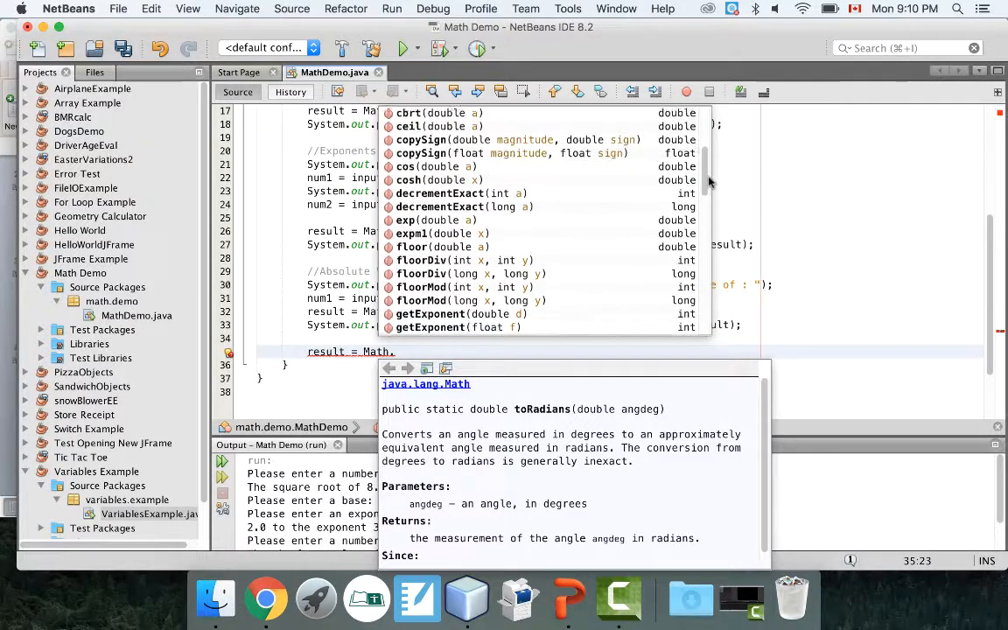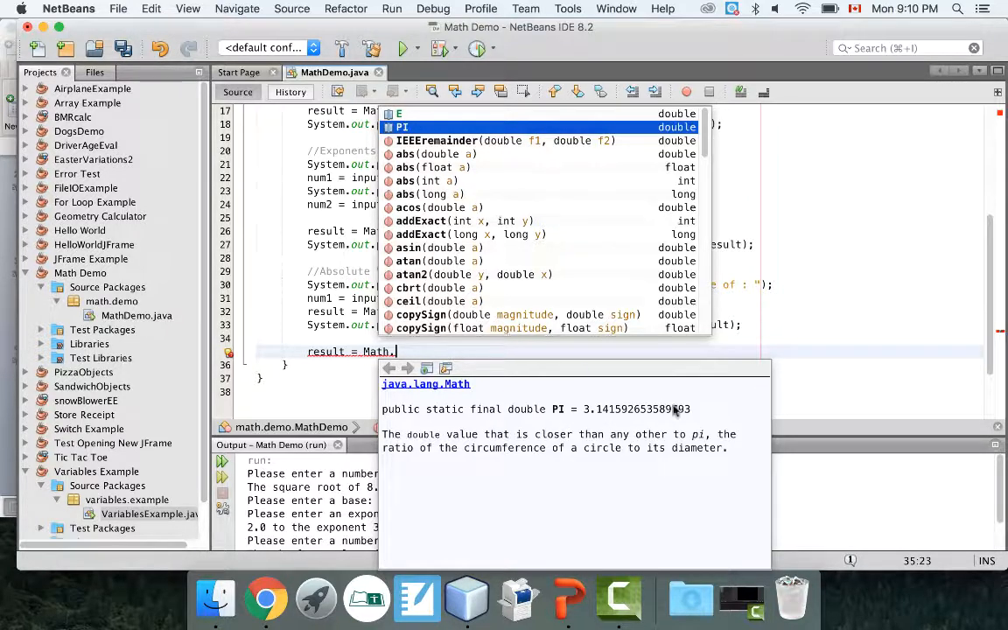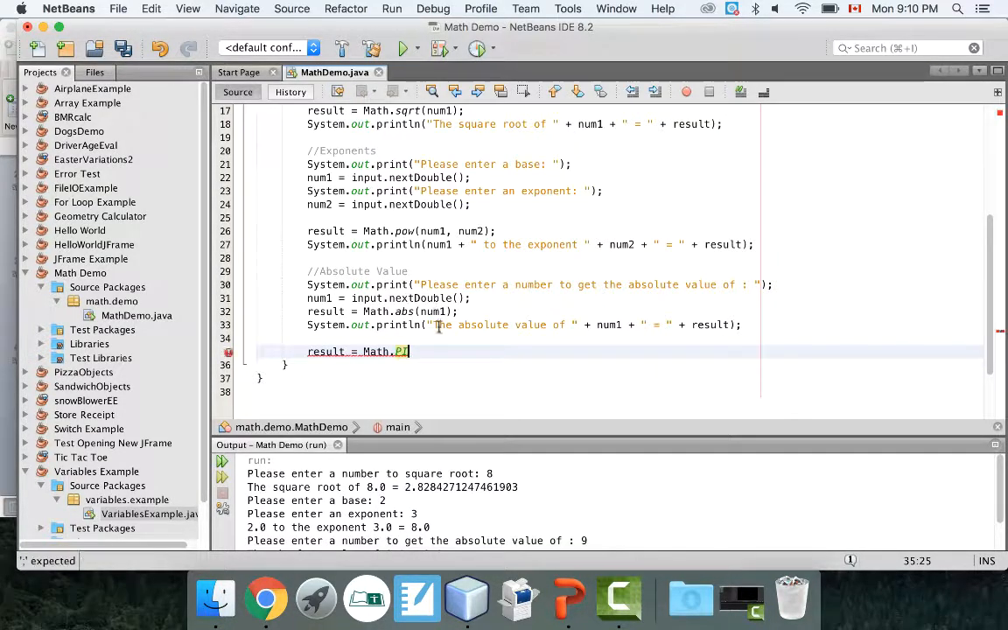Logarithms, you can do that. Basically, anything you do in a scientific calculator, you can do with this. Pi, if you want a precise version of pi, there you go. Use Math.PI. So don't use 3.14, use this thing, Math.PI, like that.